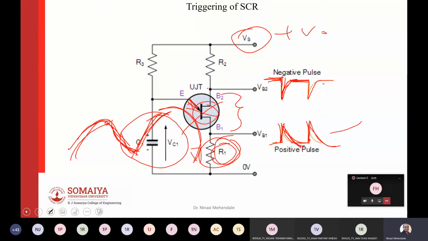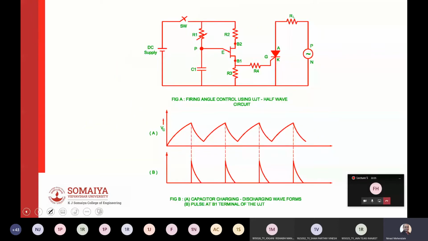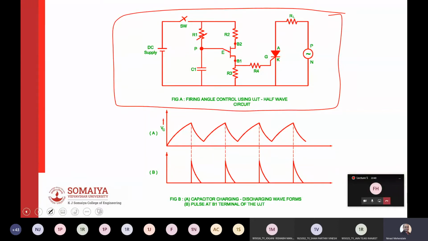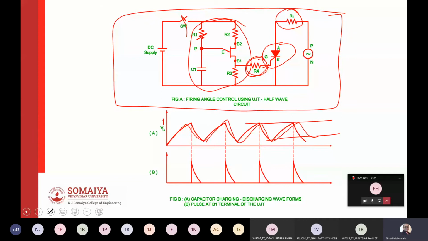So you get positive pulses which are used for triggering the SCR at the gate, and the rate of this charging and discharging is controlled by this resistor R3. So this is how a complete SCR triggering circuit looks. You have a switch to turn on the circuit. Then this is a UJT relaxation oscillator. Then through a current limiting resistance R4, it is connected to the gate of the SCR, and this is your actual load. So if you see the voltage across the capacitor, it is charging, discharging, charging, discharging.